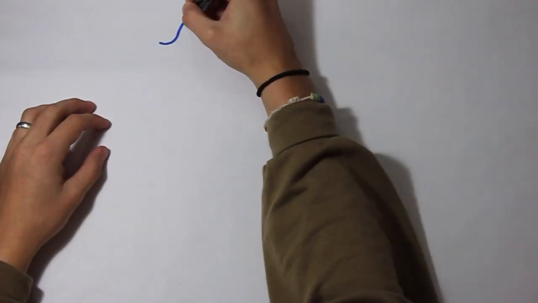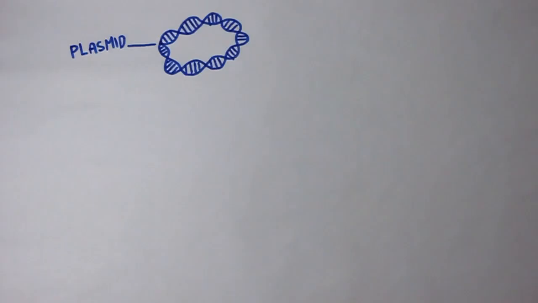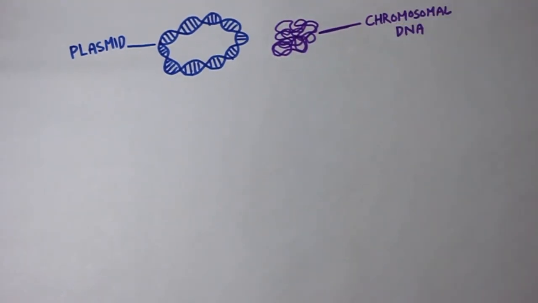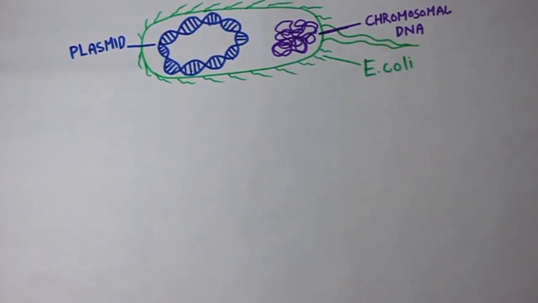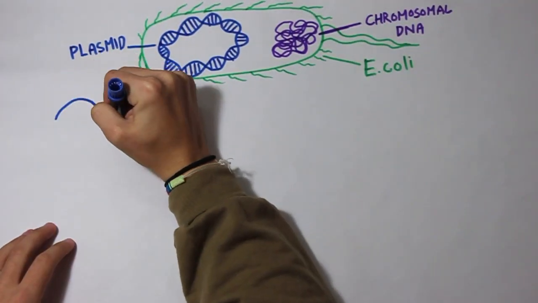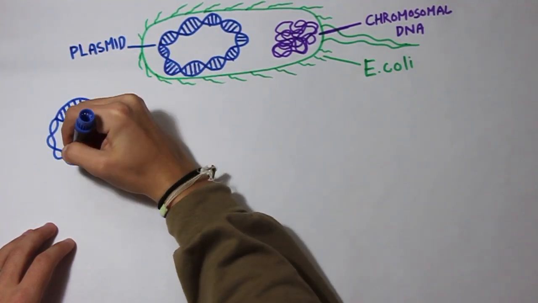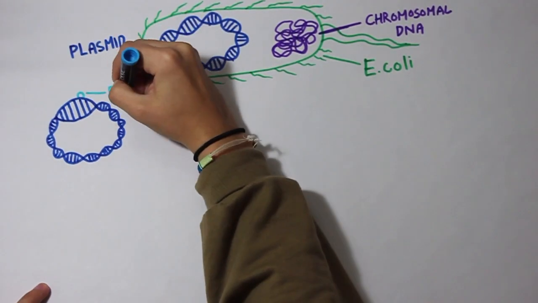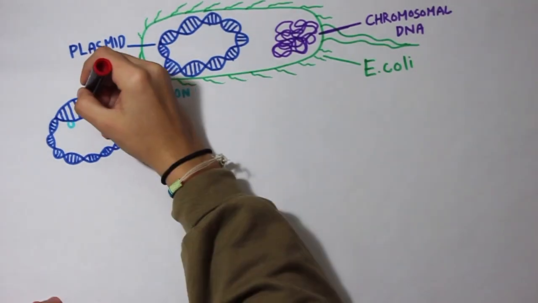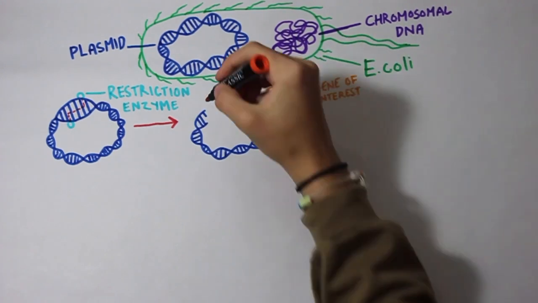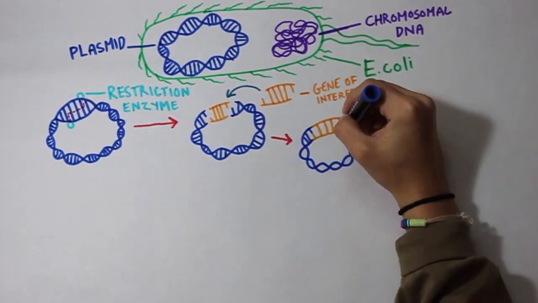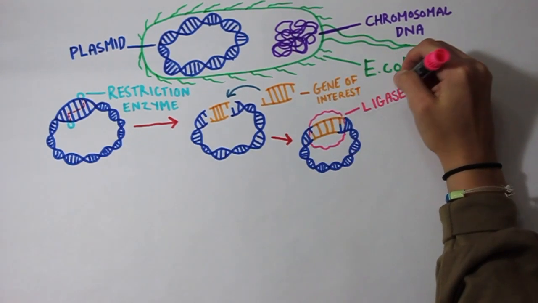The easiest way to produce non-coding RNA is to create a plasmid. A plasmid is a circular strand of bacterial DNA that is independent from the chromosomal DNA of a bacterium. Most of the time, E. coli is the bacterium. Here you have a plasmid. This plasmid can be cut open using what are called restriction enzymes. Then, you can insert whichever DNA gene you choose. The plasmid is then closed up with another enzyme called ligase.